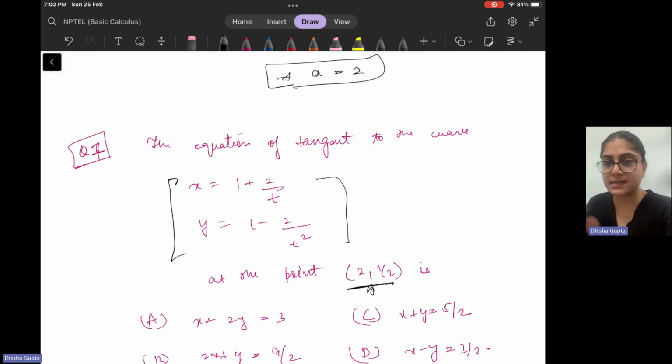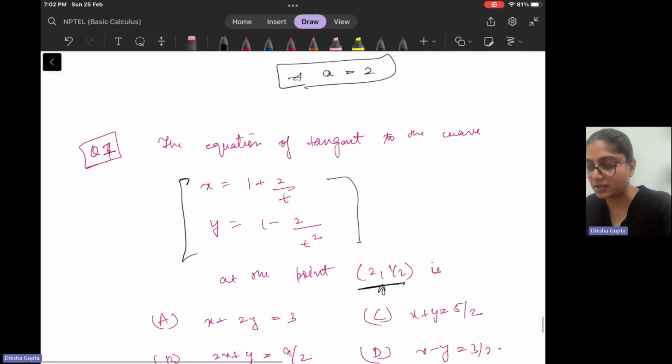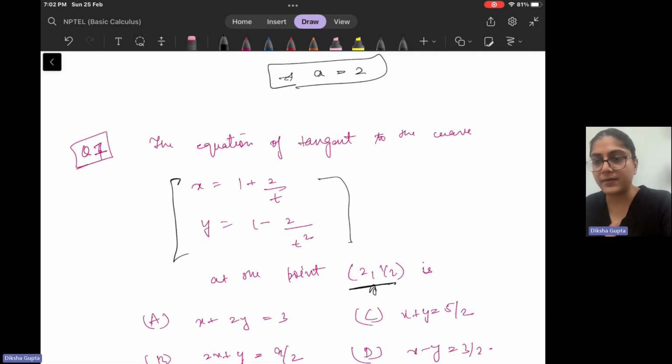The curve is defined as t varies. T varies from here. There is nothing given about the domain of t. So we assume that t varies from minus infinity to infinity, excluding 0 because t is in the denominator, and it will give the value of x and y, and you plot the value on the 2D plane.